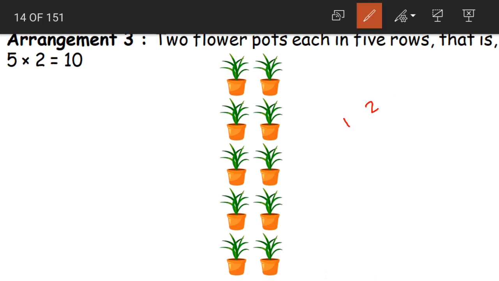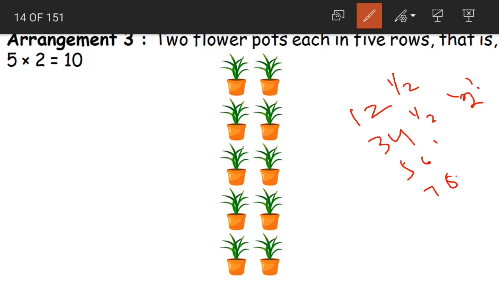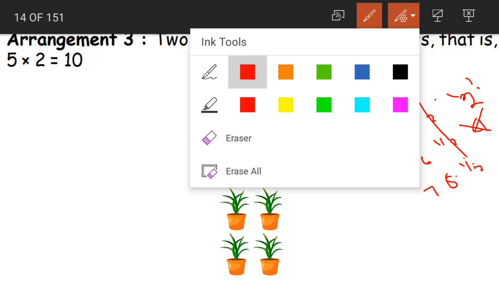Now if you are going for 4 rows, see we have 1 2 3 4, then 5 6 7 8. So we are going to arrange it in 4 rows, right? We have 1 2 3 4 5 6 7 8. Okay, now 2 pots will be remaining. I cannot keep half of a pot in each row, right? Yes, so I cannot keep that. So again, arrangement in 4 rows is not possible.